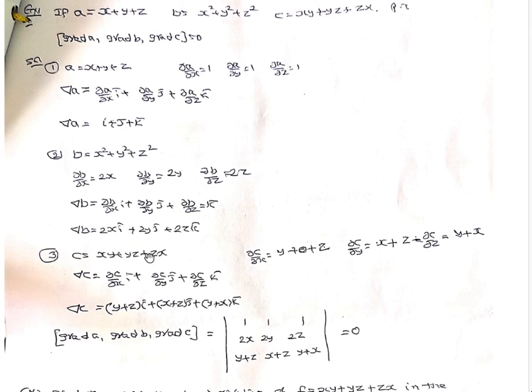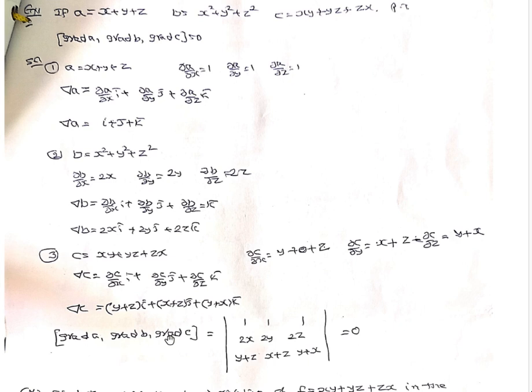Similarly, C is also xy plus yz plus zx. Gradient C means ∂C/∂x into i bar, ∂C/∂y into j bar, ∂C/∂z into k bar. With respect to x, y is a constant, so yz is equal to 0. With respect to x, z you come across with. Similarly, ∂C/∂y and ∂C/∂z you come across with. Therefore, gradient C is like this.